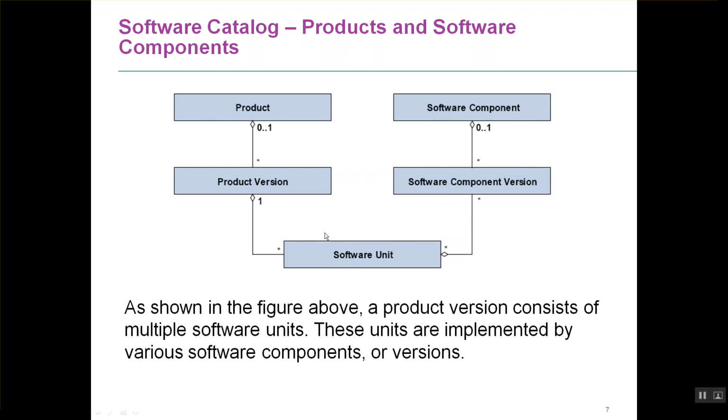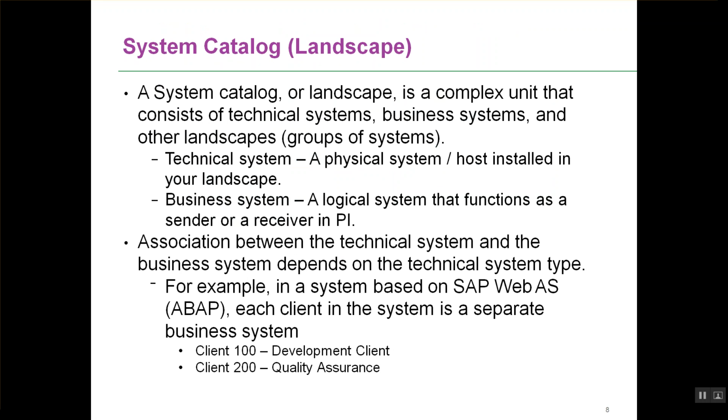With that, we will move on to the next theoretical information that is essential from an SLD perspective. What is a system catalog? A system catalog is nothing but what are all the systems in a landscape. So this is going to provide you with the physical information in a landscape.